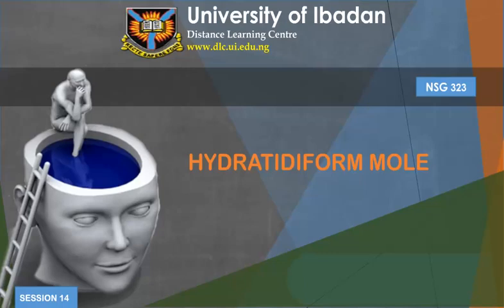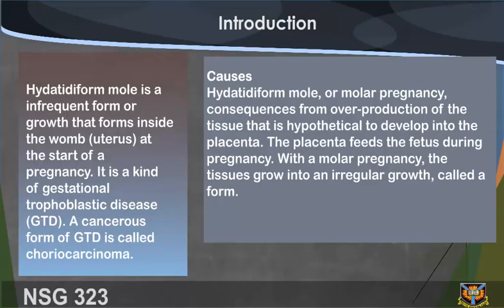Welcome to NSG 323, Study Session 14, Hydatidiform mole. Introduction. Hydatidiform mole is an infrequent form of growth that forms inside the womb, uterus, at the start of a pregnancy. It is a kind of gestational trophoblastic disease, GTD. A cancerous form of GTD is called choriocarcinoma.